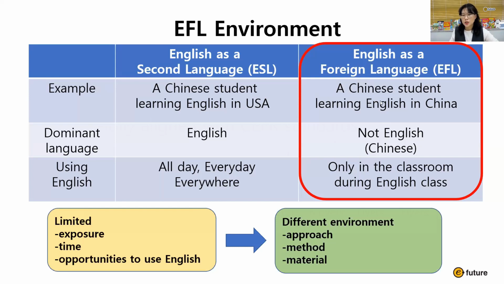But let's look at EFL. A Chinese student learning English in China, or a Korean student learning English in Korea, or a Peruvian student learning English in Peru, a Mexican student learning English in Mexico. The dominant language is not English. In China, people speak Chinese as a dominant language. And in Mexico, people speak Spanish. In Peru, people speak Spanish. That's the dominant language. It's not English. And English is used probably only in the classroom during English class. That's our reality. So the time is limited for EFL students, the exposure is limited, and the opportunities to use English are very limited. So for those EFL environments, we need to have different approaches, different methods, and different materials. That's why we are specialized in EFL materials.